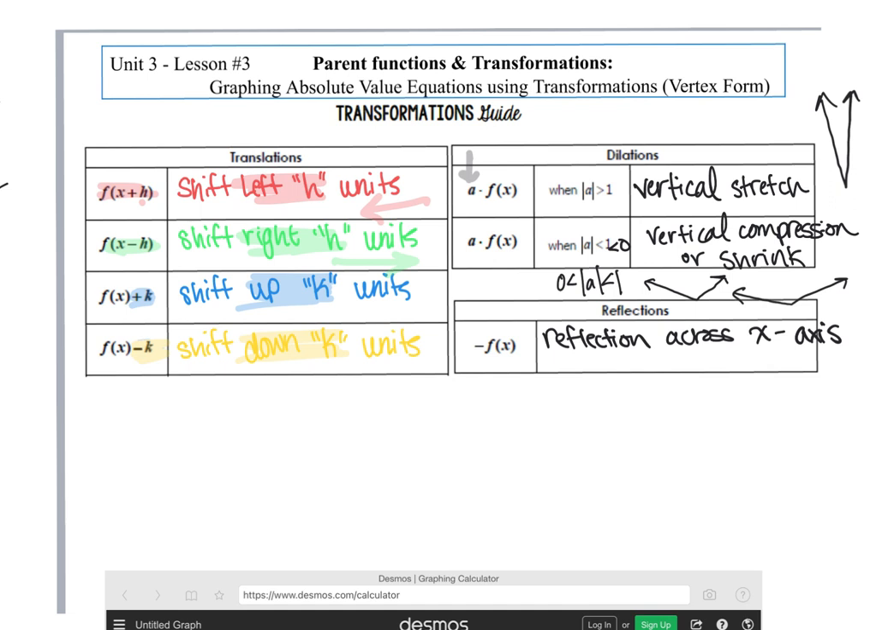And then the last thing we have is if we've got this negative sign in front of our absolute value bars, you would have noticed this as we've graphed in other lessons. What this does is reflect our V across the x-axis so that it's opening downwards. Both our arrows are going down, so a downward facing V. So this is our transformations guide, and we're going to practice it more throughout these notes.